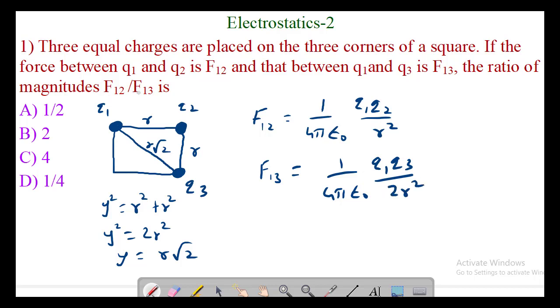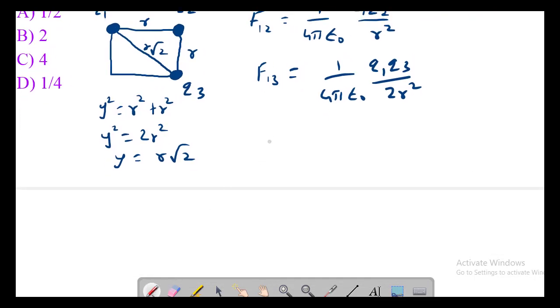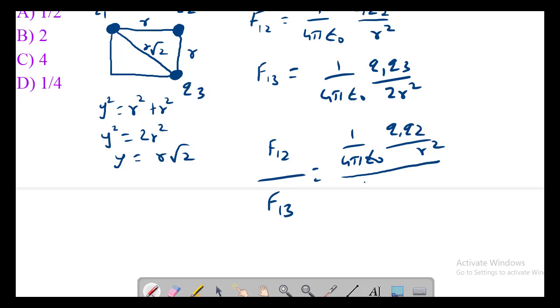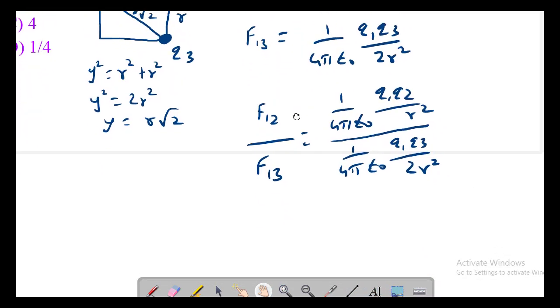Now we have to find F12 upon F13. F12 is 1 upon 4 pi epsilon 0 Q1 Q2 upon r square, while F13 is 1 upon 4 pi epsilon 0 Q1 Q3 upon 2r square. Now one thing is given: all the charges are of equal magnitude. It is given three equal charges are placed, so Q1, Q2, Q3 are all equal.